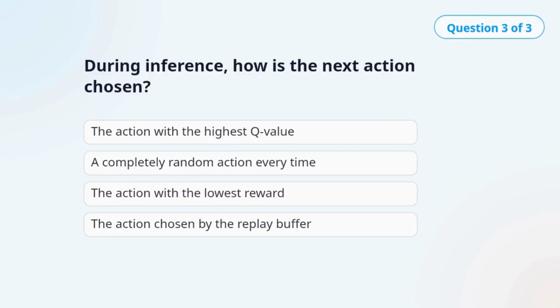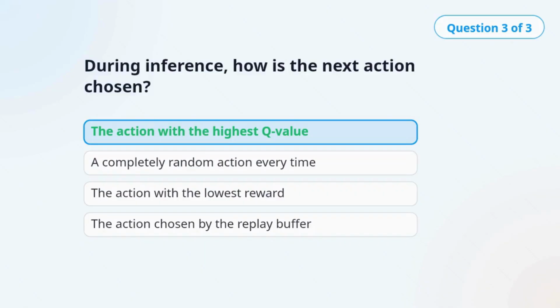Question 3. During inference, how is the next action chosen? The correct answer is the action with the highest queue value. At inference time, the trained model predicts queue values, and the agent picks the action with the maximum value.